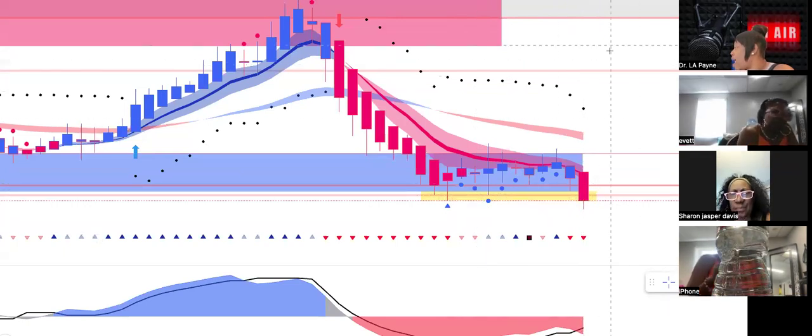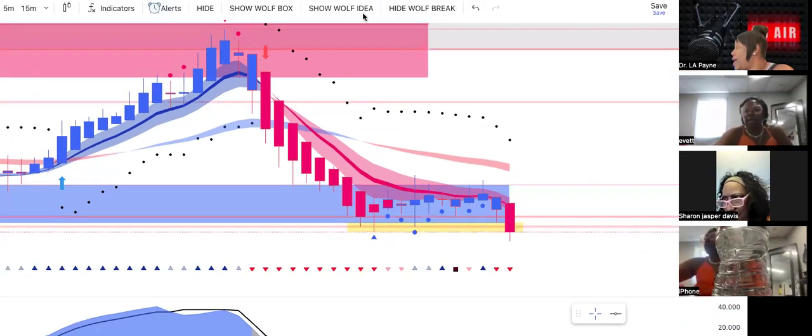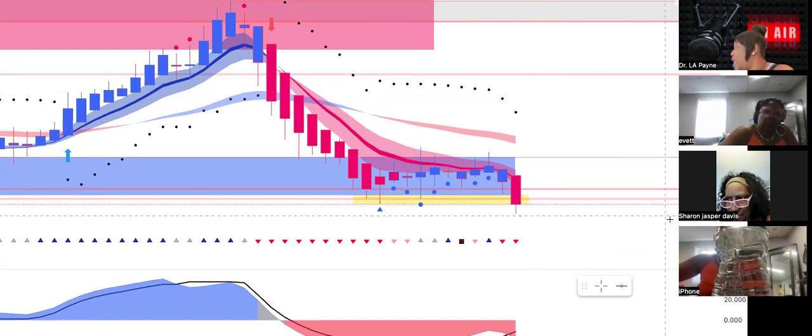All right. Let me stop you for 1 second. I don't have the yellow box on my screen. You have to add the Wolf Break at the top. And where is that? At the very top. Okay, I see it. You might have to slide it. I got it. Exactly. So that's where I'm getting that technology from.